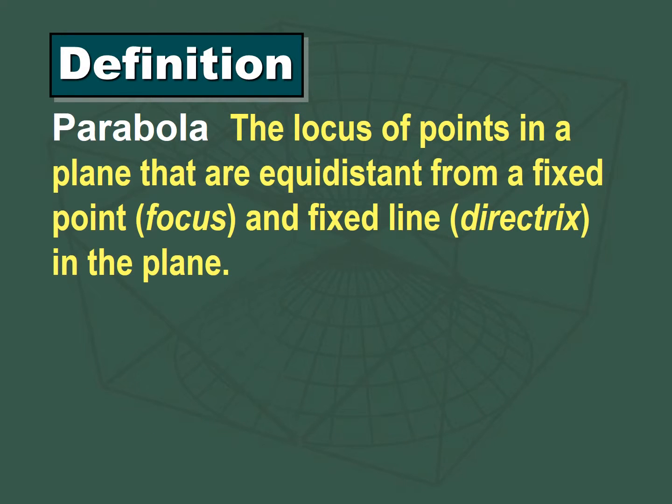Let's go ahead and just redefine what a parabola is. Because a parabola just used to be the curve of a quadratic function, and that's no longer going to be the case when we're talking about conic sections. Now we're going to say that a parabola is a locus of points, which just means collection, in a fixed plane that are equidistant from a fixed point, which we're going to call the focus, and a fixed line, called the directrix.